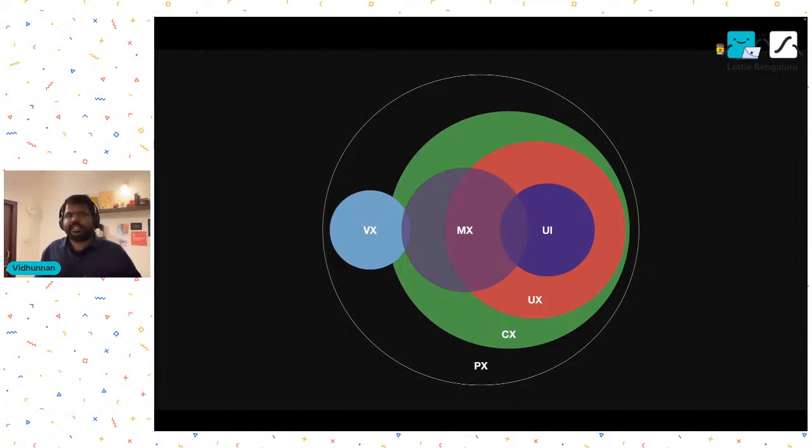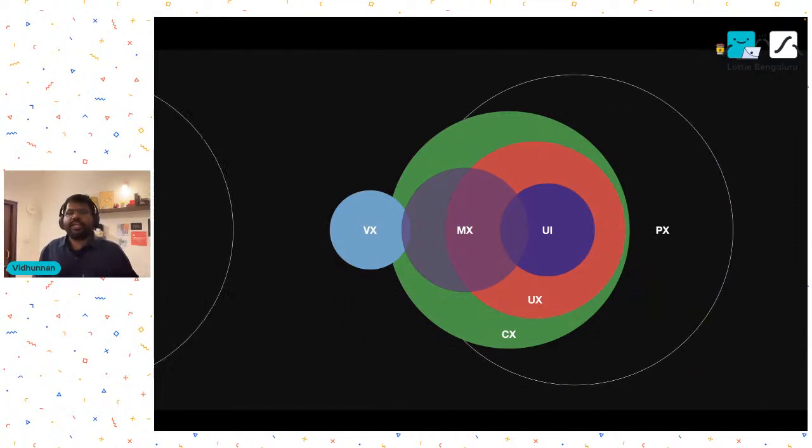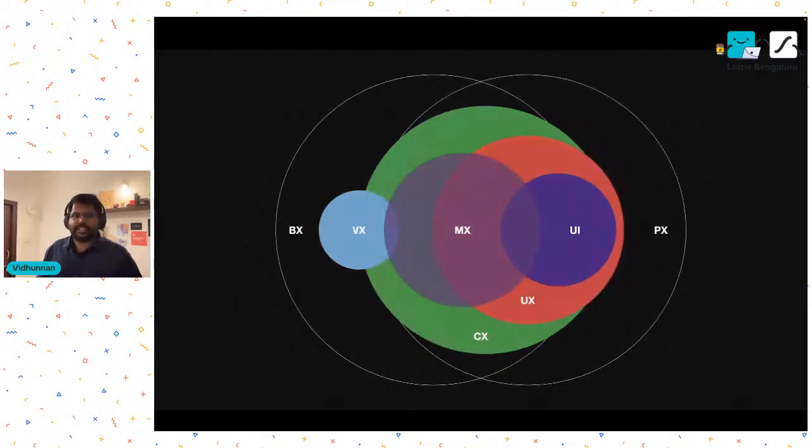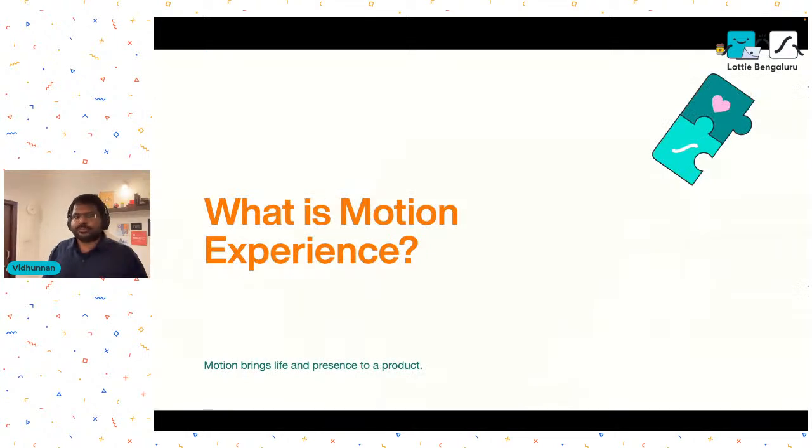But if you take the business and the brand experience, it's going to overlap in the same way. It's going to overlap with the business experience or the brand experience. So that's what motion plays, where motion stays overlapping across all the experiences we have already. So let's talk about what motion experiences are.